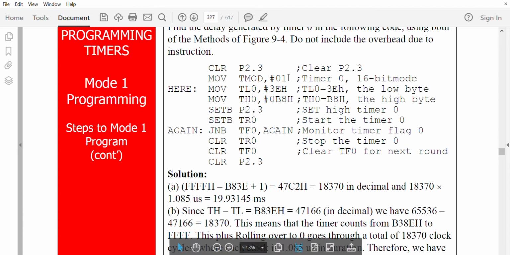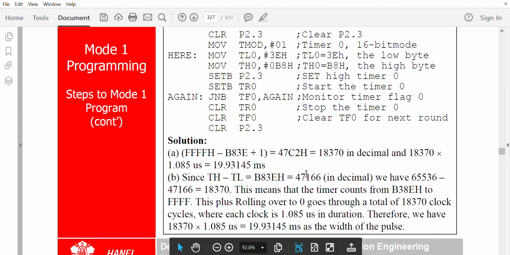So what is the initially loaded value? It is B8 in TH first, then TL, so B8 3E is the initially loaded value. How will you find the count? FFFF minus B8 3E plus 1. So you'll get the difference, or the number of counts. This is in hex and the same value in decimal. And that in decimal into 1.085 microsecond will give you the time delay.